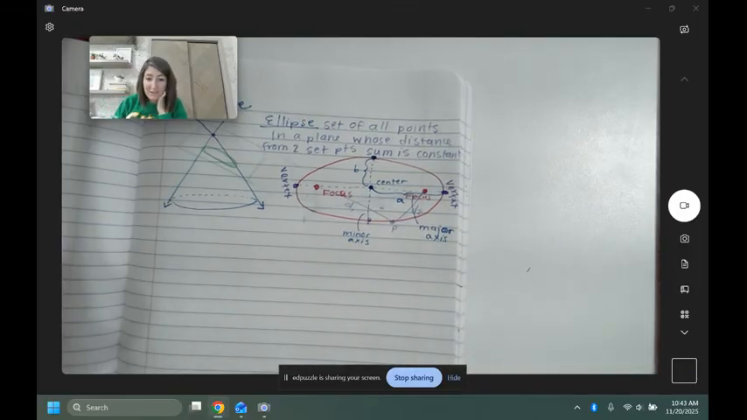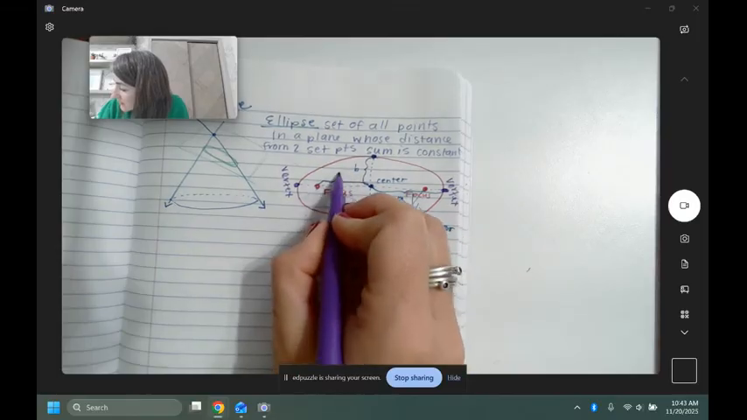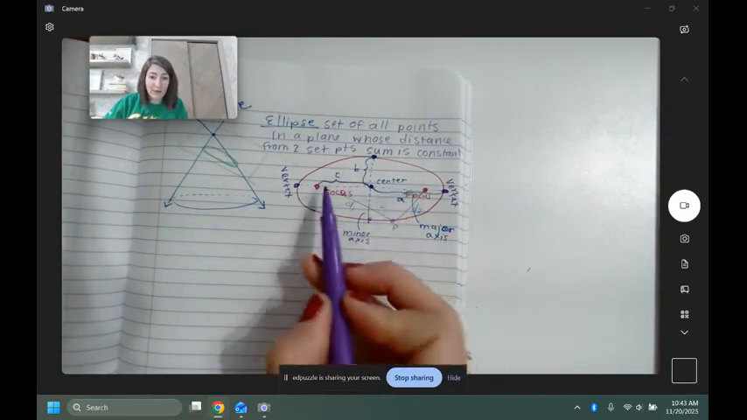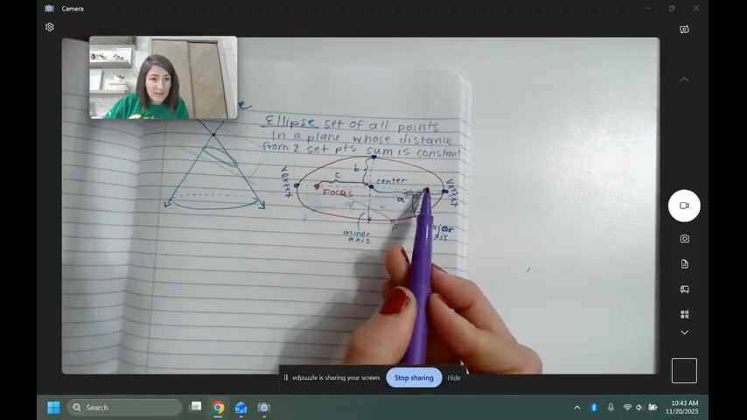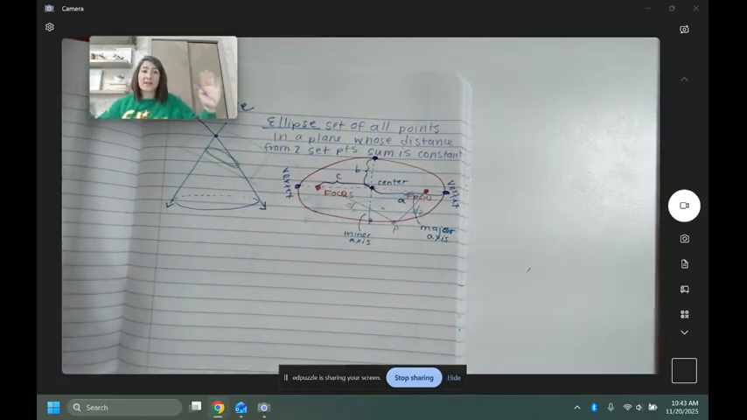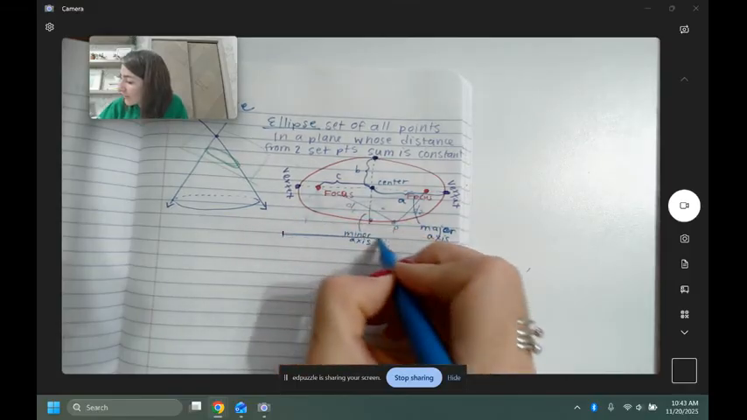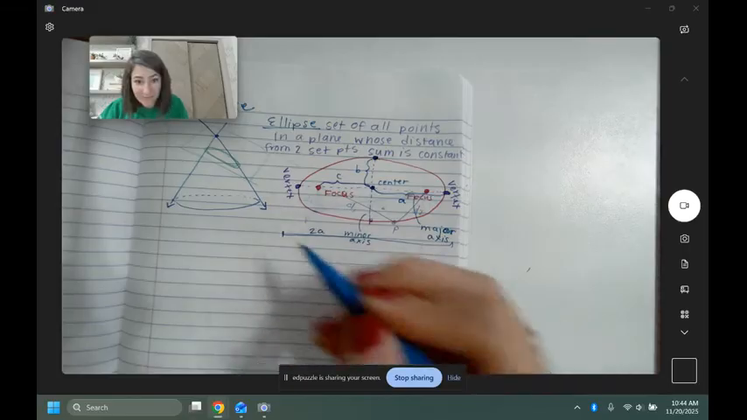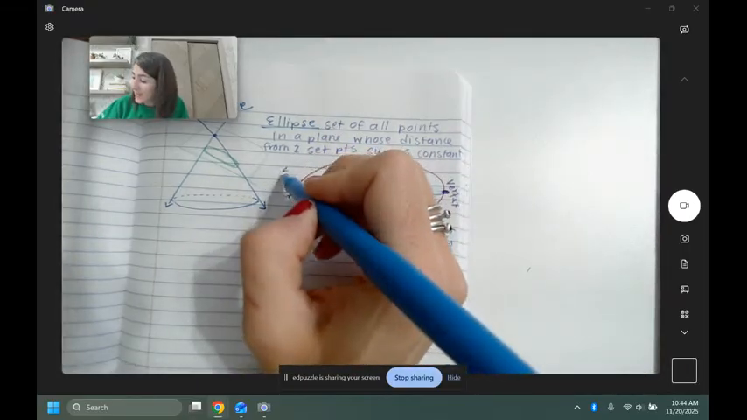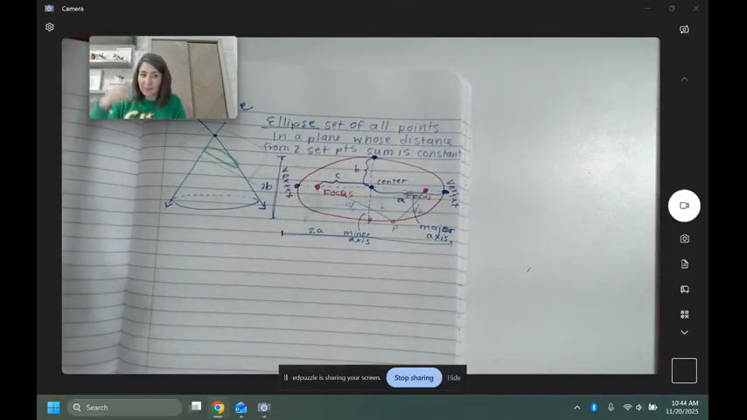And then the distance from the center to a focus is C. And these are the same to the left and the right, right? So if this distance is C, then this distance is also C. If this distance is A, this distance is A. So then you can find the max length and width of your ellipse using that. The whole length of the ellipse is 2A across the major axis, and the whole height is 2B.